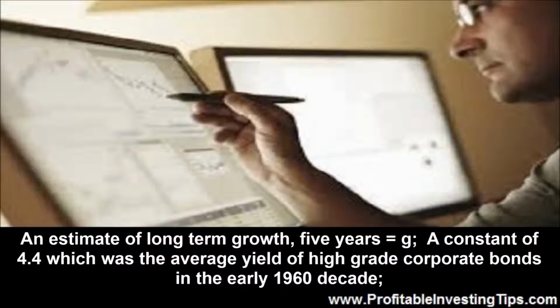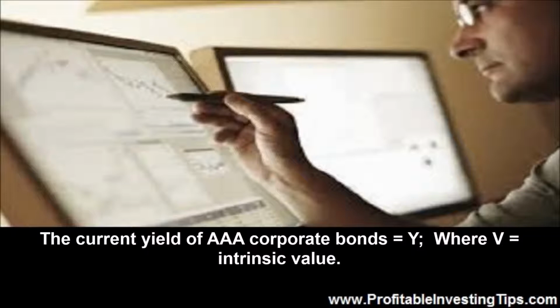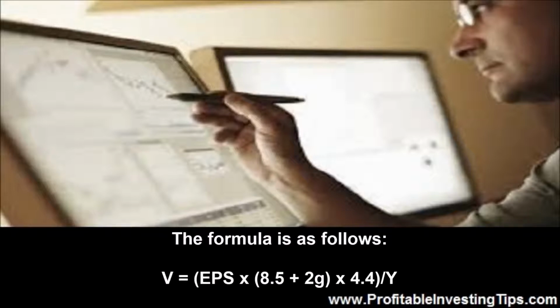A constant of 4.4, which was the average yield of high-grade corporate bonds in the early 1960 decade. The current yield of AAA corporate bonds equals Y, where V equals intrinsic value. The formula is as follows: V equals EPS times 8.5 plus 2G, times 4.4 over Y.